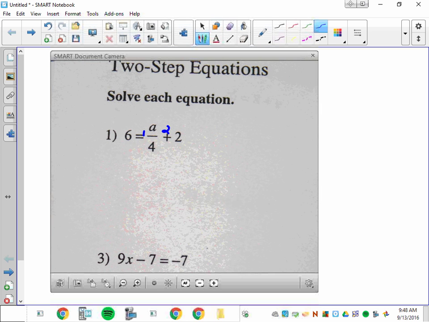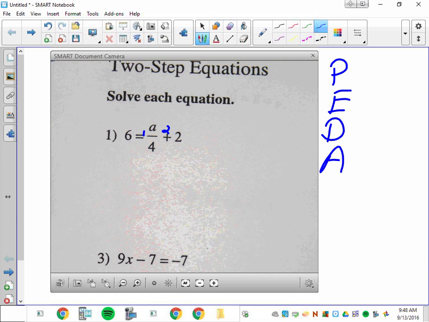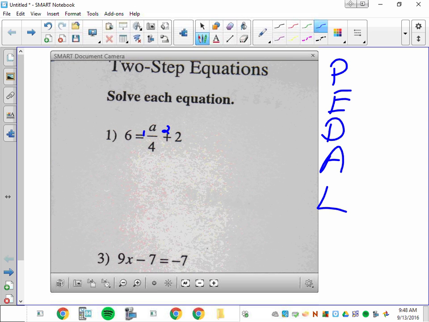And the mnemonic I prefer for order of operations is PEDAL: parentheses, exponents. The third one is division and multiplication. They're equal. And then addition and subtraction are equal. And the L stands for perform them from left to right. You run into some problems if you don't do it left to right, in the correct way, that is.